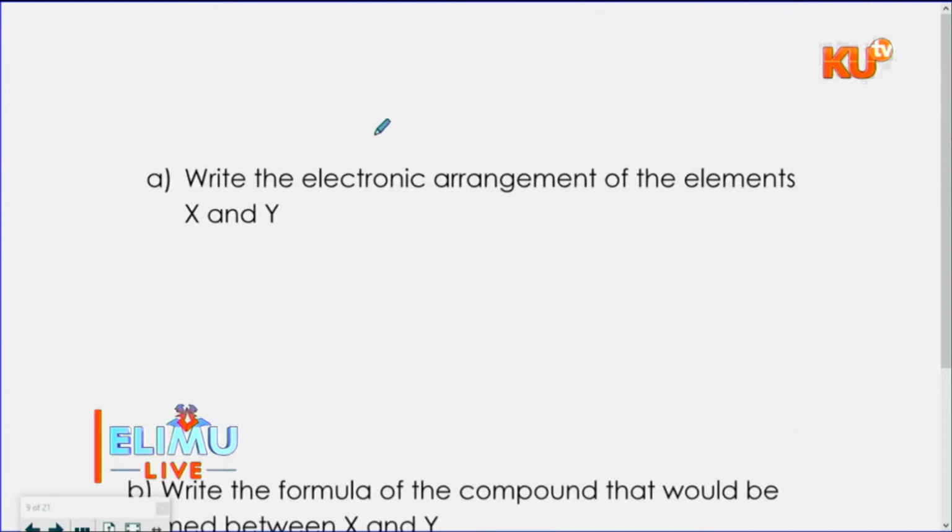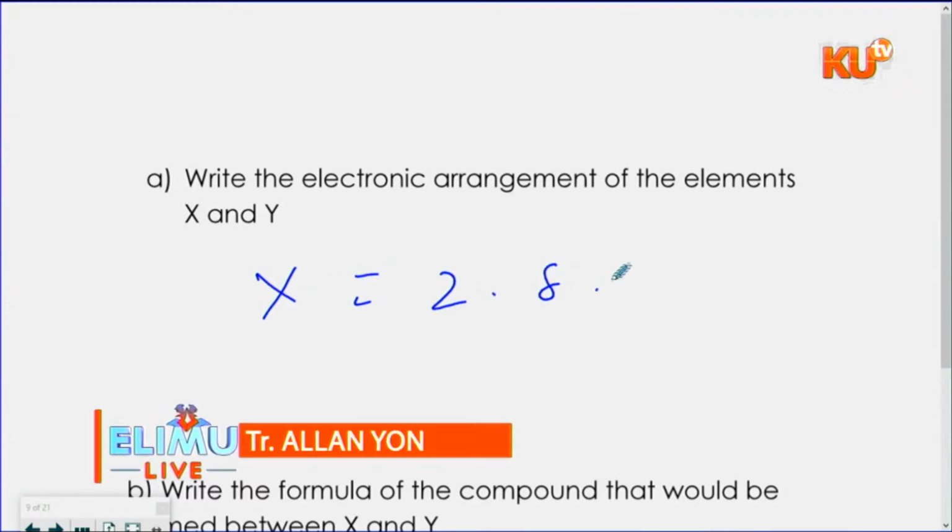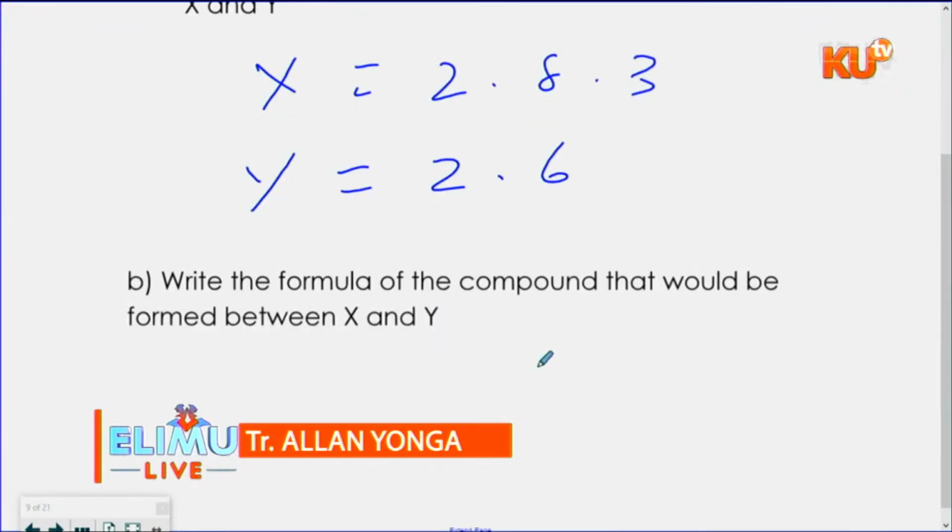So for your answer, you just say X equals 2 is to 8 is to 3, while for Y you say 2 is to 6. That's the electron arrangement. Let's move to the next question, which is asking: write the formula of the compound that will be formed between X and Y.